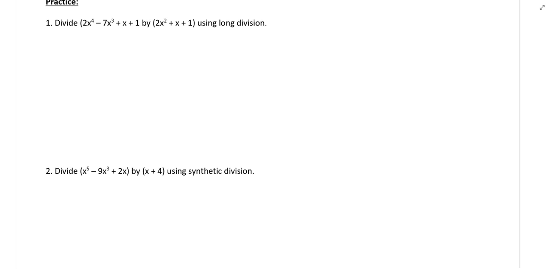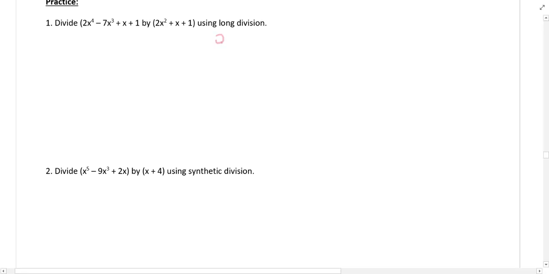All right, let's take a look at some of these practice problems for section 4.5, where we are doing some long division of polynomials and some synthetic division as well. So in our first problem, we are doing long division. So let's go ahead and set up our long division problem.